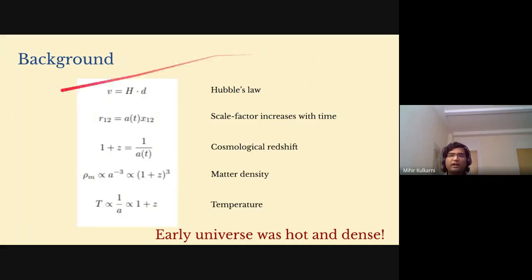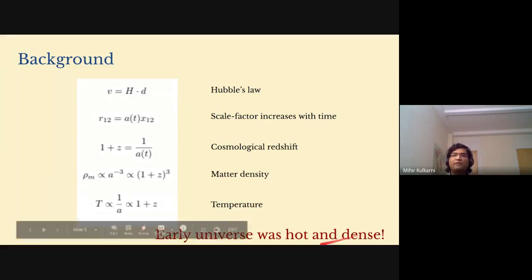And this can be written as the increasing distance between any 2 points, given by this function, the scale factor a of t, which increases with time. So the universe is expanding with time, and that can also be linked with cosmological redshift as 1 plus z equals 1 over a. So the scale factor is 1 today and was smaller at earlier times. And so correspondingly, the cosmological redshift is 0 today. And for distant objects or for earlier times, the redshift is higher and higher.